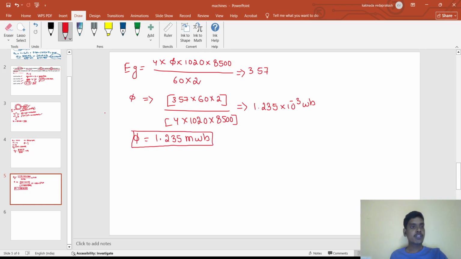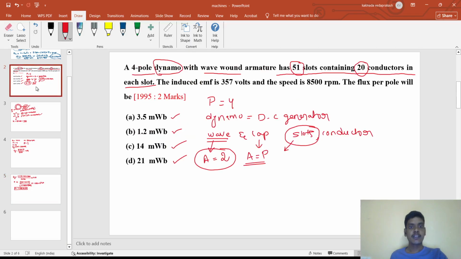Then go back to the first slide. Out of these four, option B has the same value: 1.2 into 10 to the power of minus 3, 1.2 milliwebers. So this is my final answer.